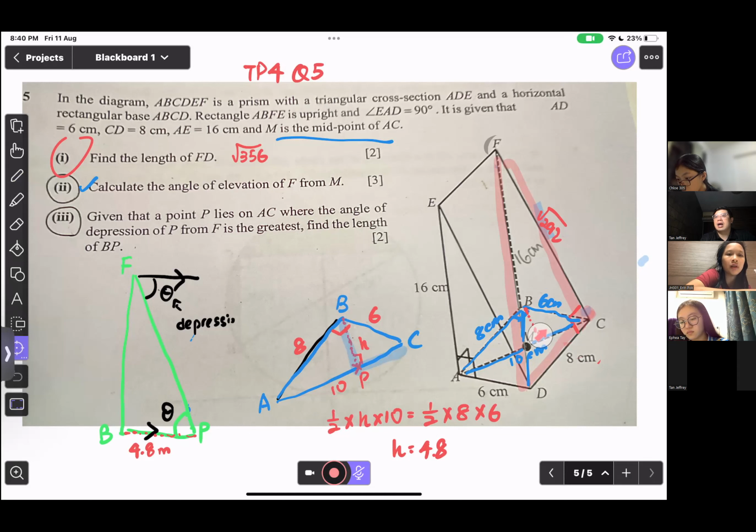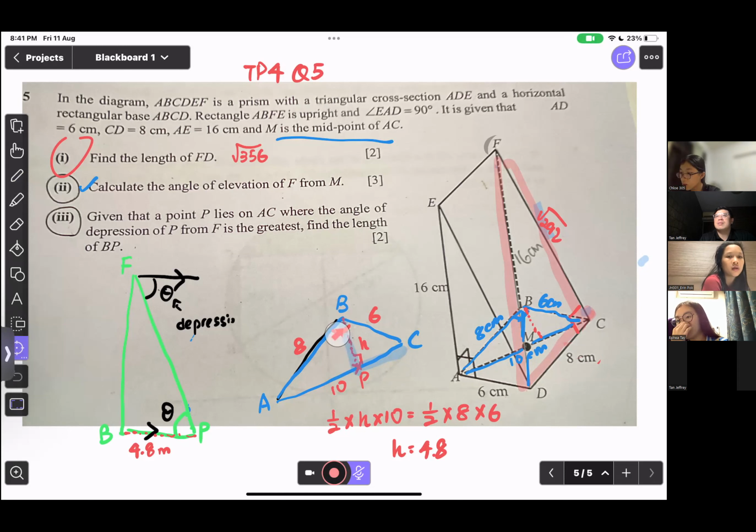Okay, then what's the relevance to this? Here I use the area of the triangle, because I want to find the shortest distance. The area of the triangle can be seen as half times 8 times 6, or it can be seen as half times h times AC. This h is BP. Okay, BP. Is that okay?